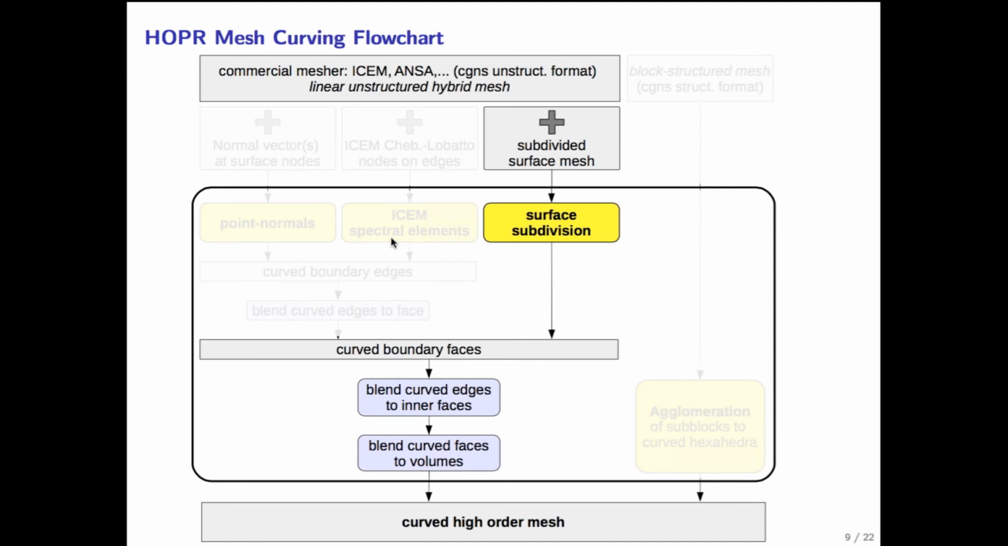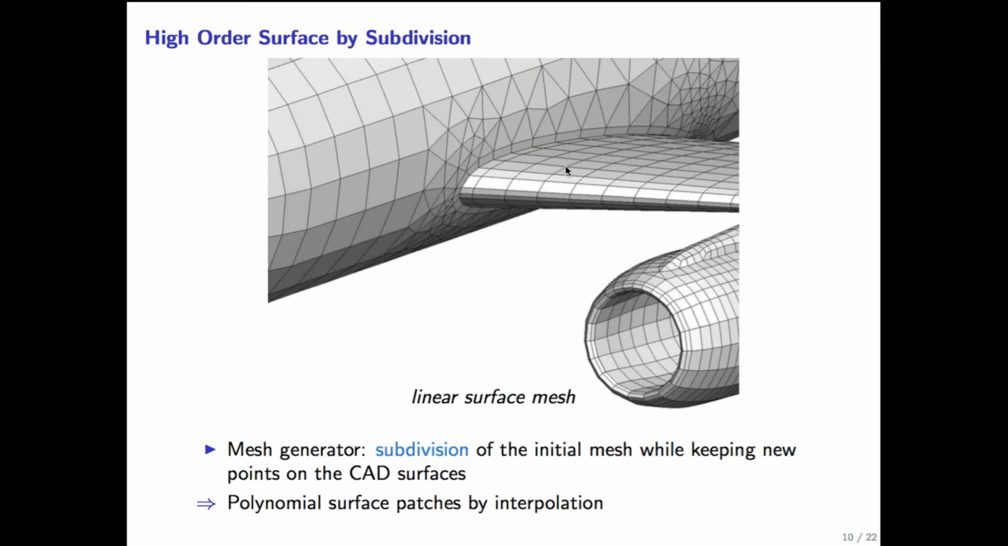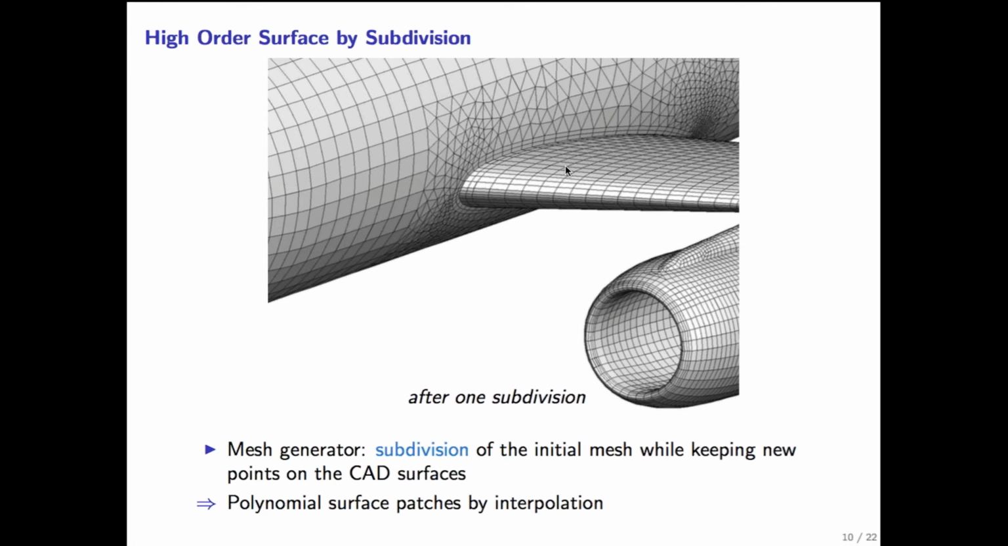A second strategy to get the curved boundary faces is surface subdivision. There you need the unstructured hybrid mesh again and a subdivided surface mesh. And this is how it looks like. So you have an initial linear coarse mesh, and your mesh generator basically allows for subdivision of this mesh and keeps the new points on the CAD surface.